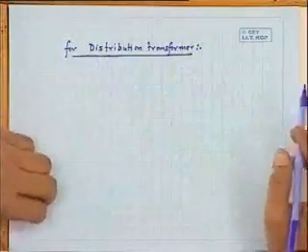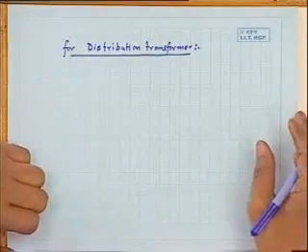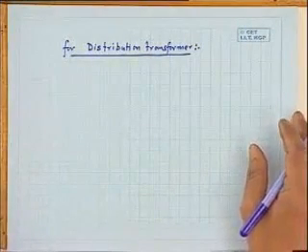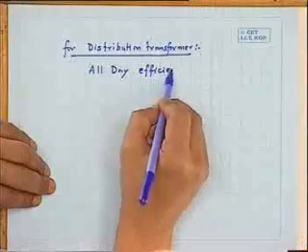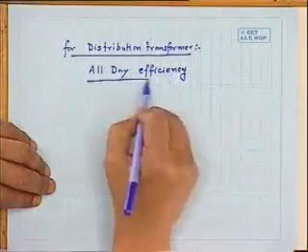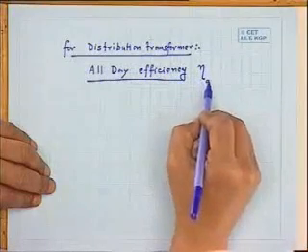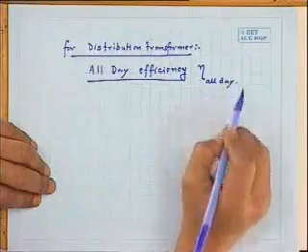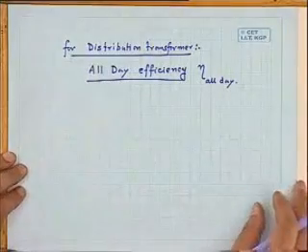Achha, for distribution transformer, as we have seen, the load will go on changing with time. So it is not fair to judge a transformer from the normal efficiency we have just calculated. What they do is calculate all-day efficiency, and it is usually denoted by eta all day.